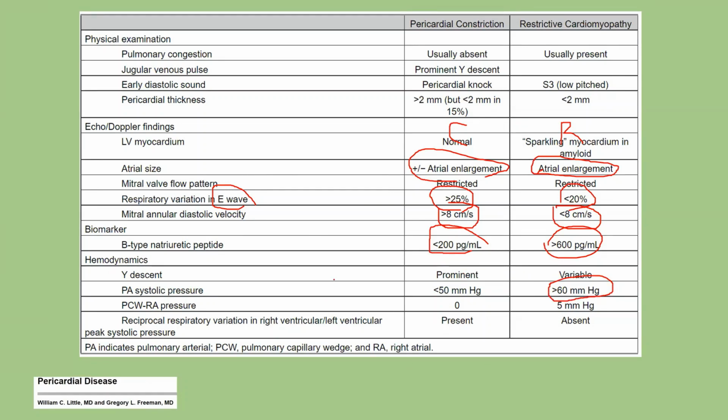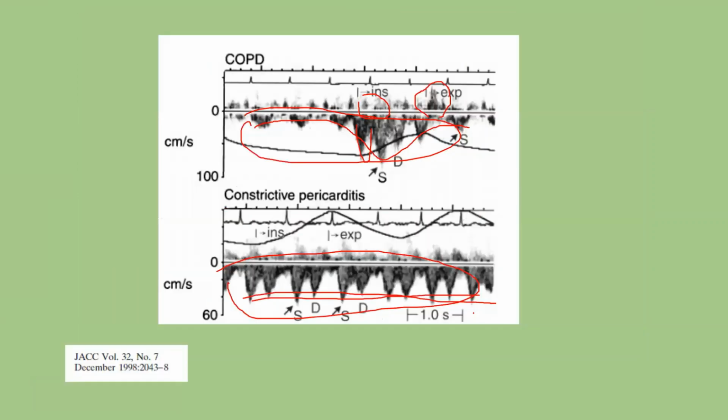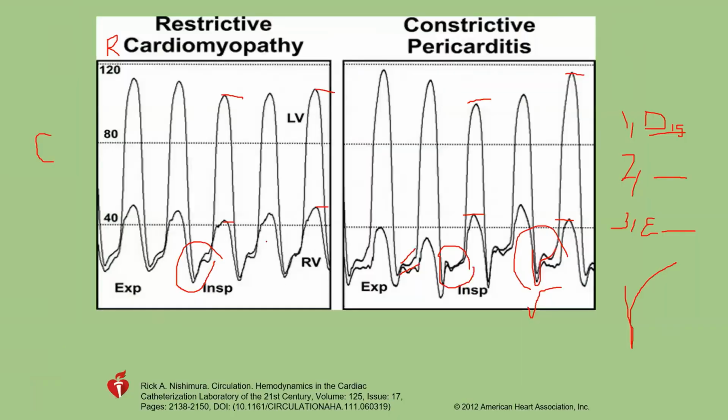okay? And the equalization of the pressure between the capillary wedge and RA pressure tends to be more pronounced in constriction than in restriction. You remember the equalization of pressure, which is here, this one. The equalization of the diastolic pressure between the RV and LV tends to be 0 here and 5 and above here. So constrictive pericarditis kind of eliminates the diastolic differences between the two ventricles.